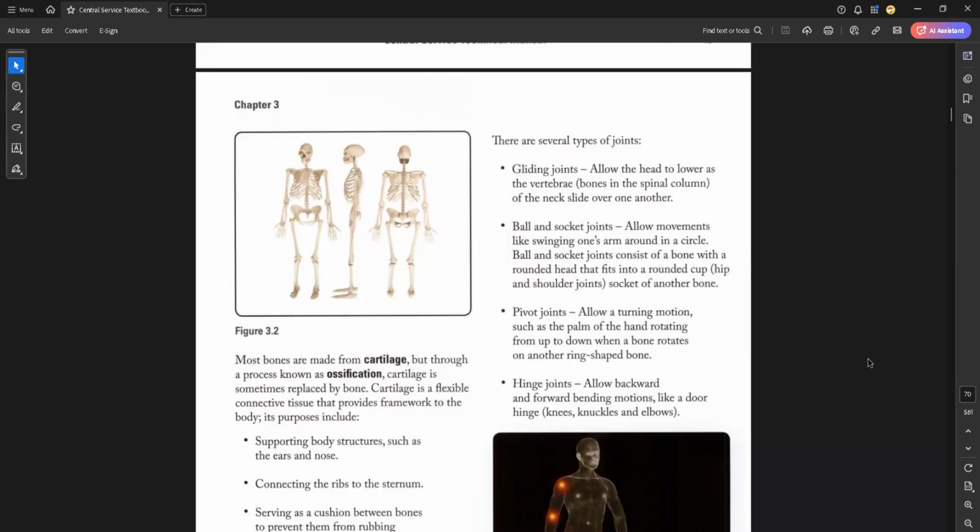So ball and socket joints allow movement, like someone swinging the arms. Then we have the pivot joints, which allow a turning motion, such as the palm. You can move your palm, let's say you want to wave bye-bye, the way the palm moves. That's an example. Then you have hinge joints, which allow backward and forward bending motions.